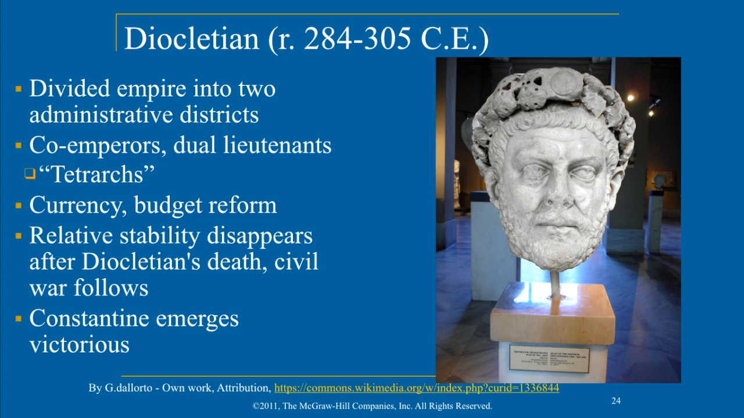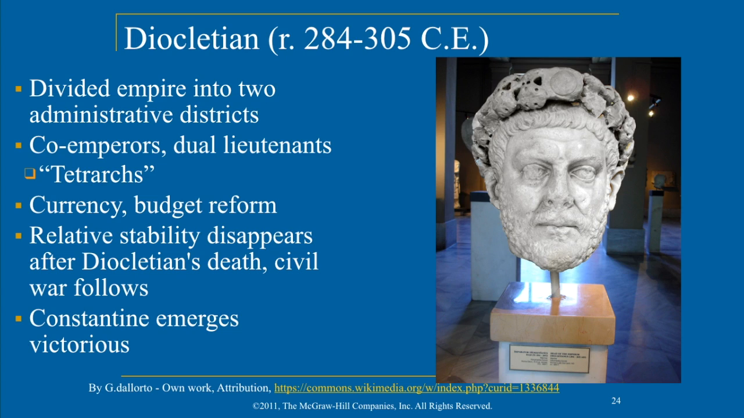We then get to Diocletian, who's shown here. He divided the empire into two administrative districts. His idea was that Rome had become too big and too unruly for one person to govern. And he had a couple of people who were basically threatening to stab him to death. So what he decided to do was create what's called co-emperors with dual lieutenants. He called them tetrarchs. And he broke up the empire into four quadrants, basically.